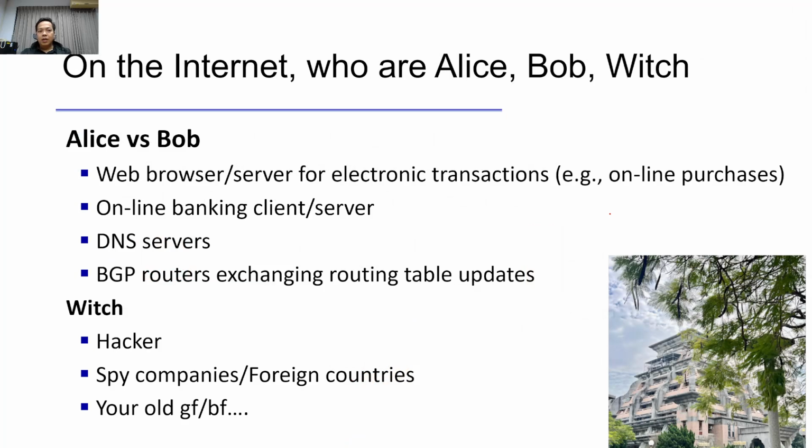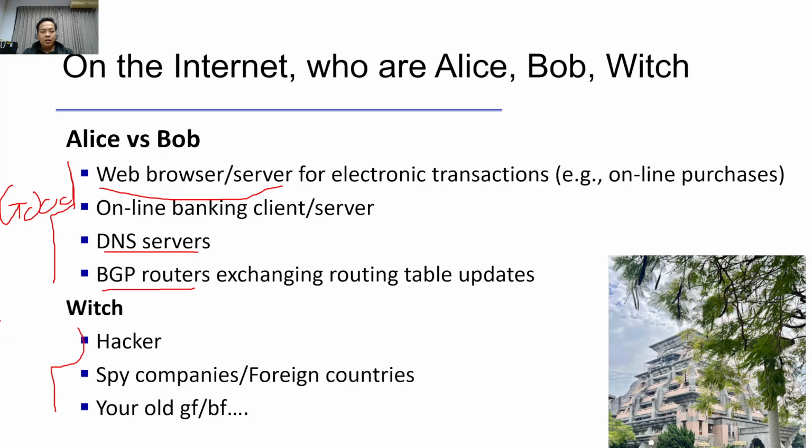So on the internet, who can be Alice and Bob, or the witch? Alice and Bob may be a web browser and a server, or an online banking client and system. That's software. Besides that, Alice and Bob may be a DNS server or a BGP router exchanging the routing table. So Alice and Bob are the good ones. This is a good sign.